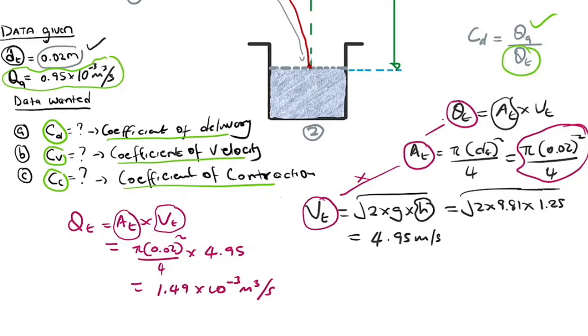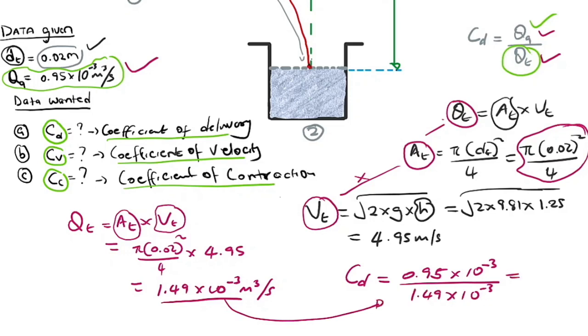Now we've got the theoretical delivery, and we are given the actual delivery. We can now find the coefficient of delivery. The coefficient of delivery is equal to the actual delivery divided by the theoretical delivery, which we found just now. When you calculate this, it gives you the coefficient of delivery to be 0.637. That's the coefficient of delivery that you are looking for.